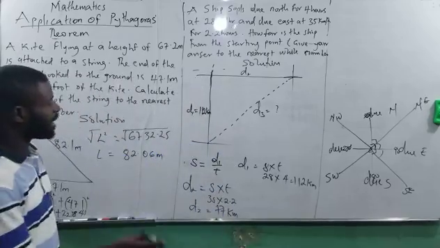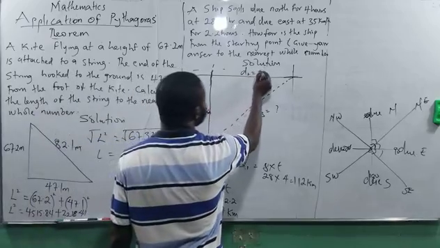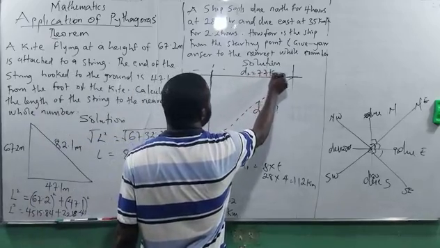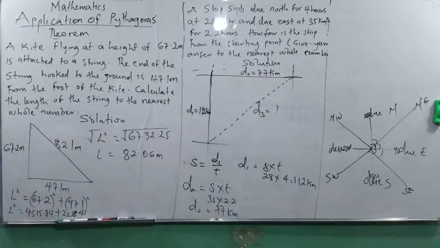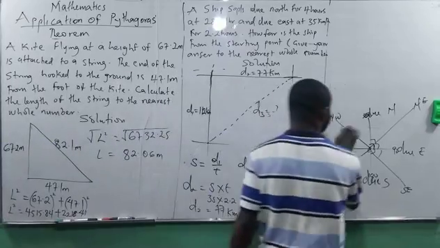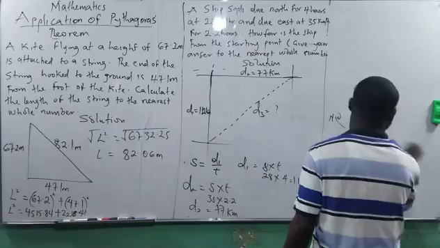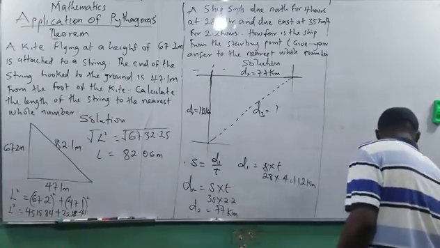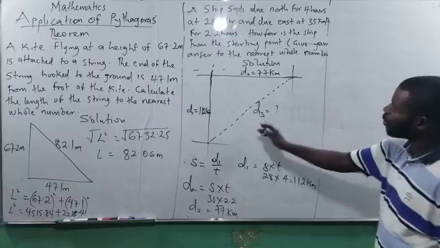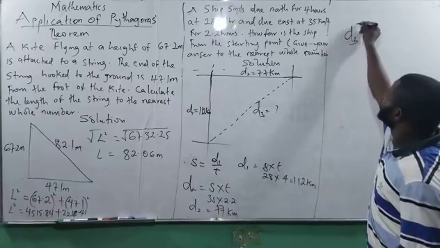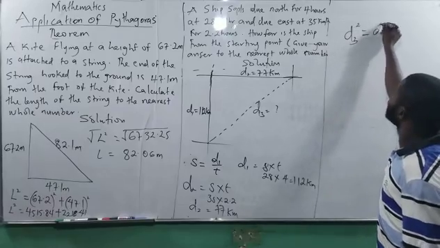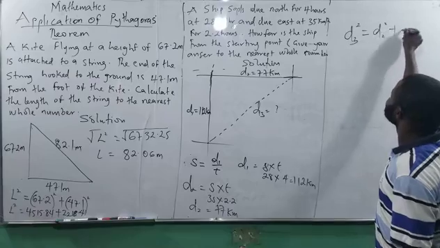Now, can you see my distance 2 is 77 kilometers? Now, I think I've solved the problem, or rather the problem is half solved. I can now go by my Pythagoras theorem by saying that my distance 3 squared equals distance 2 squared plus distance 1 squared.